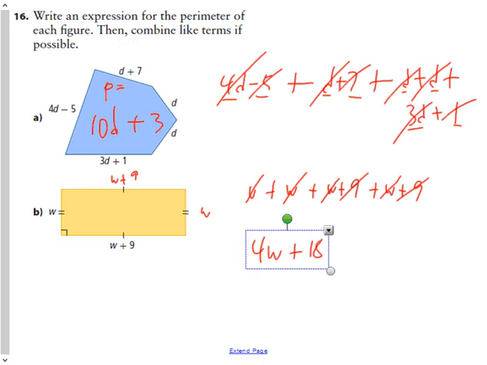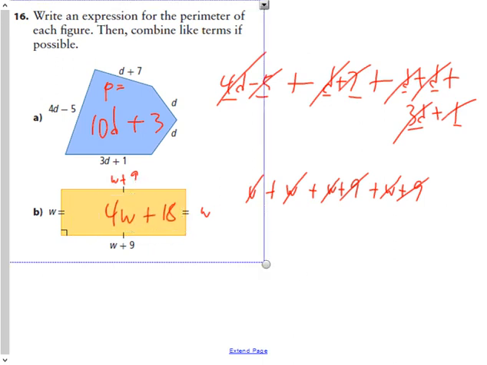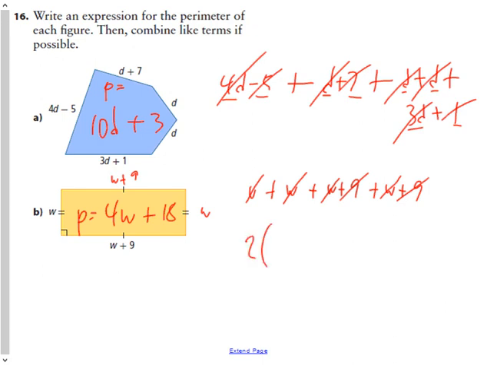The perimeter of this shape: perimeter equals 4W plus 18. Now, alternatively, I could have done a grade. The next chapter, we're going to learn it's 2 multiplied by W plus 2 multiplied by W plus 9. And we're going to utilize this distributive property of algebra in grade 8 to figure out what it is.